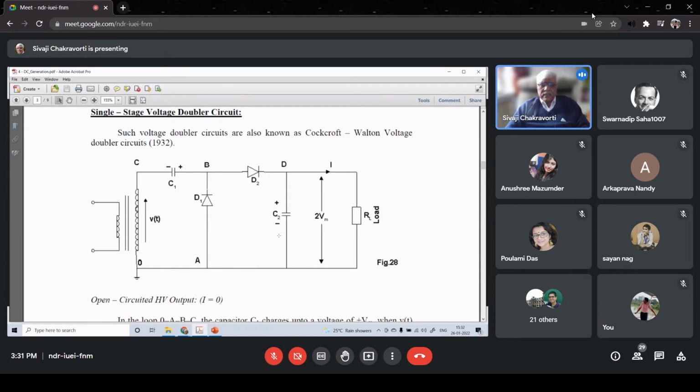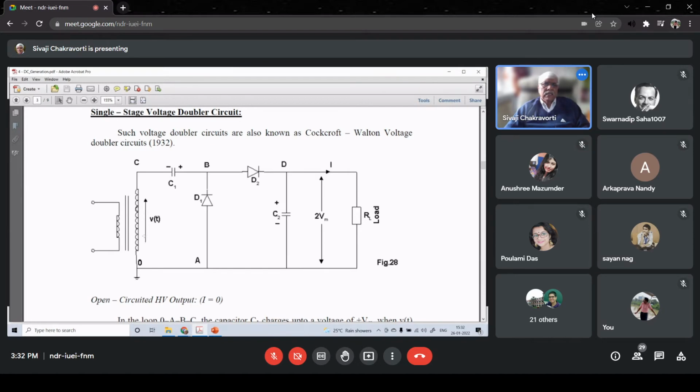It is again using two diodes and two capacitors as shown on your screen, but it has only one transformer, not like the symmetric circuit where two transformers are used. Now how it works, first let us take the open circuit condition. That means on the right side, consider that this load RL is not there.